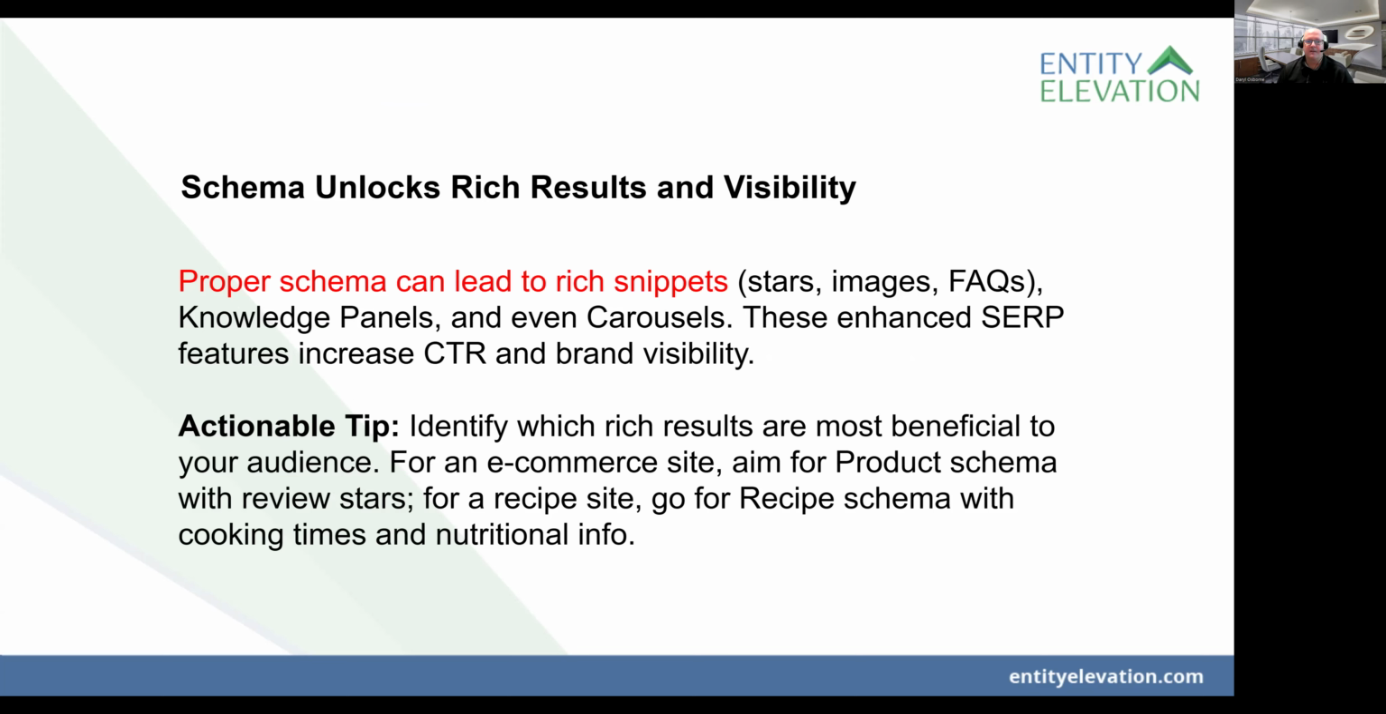So remember, schema unlocks rich results and visibility. Proper schema can lead to rich snippets, stars, images, FAQs, knowledge panels, and even carousels. These enhanced SERP features increase CTR and brand visibility. Actionable tip: identify which rich results are most beneficial to your audience. Now, some of this can be indicative of the type of query and the type of category, and different types of search results appear for different types of category.